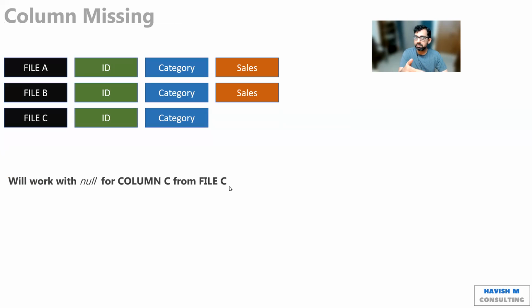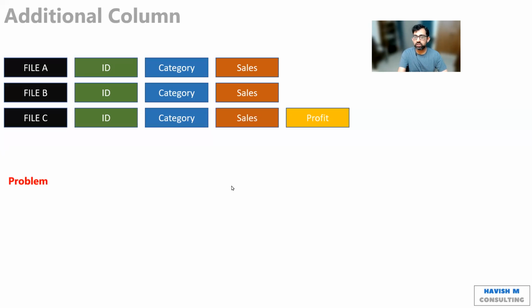In this one, we had a missing column. In this one, we have an additional column in one of the files. So what will happen? File A and file B will have null. If I choose file A as the sample, then what will happen to profit? It will be discarded. Exactly. If you want to take the profit column also, then which file should be the sample file?